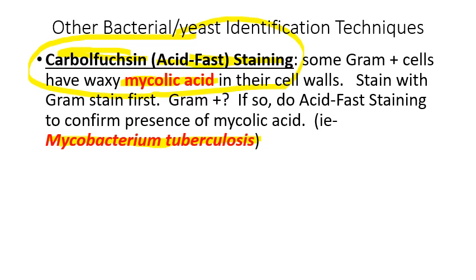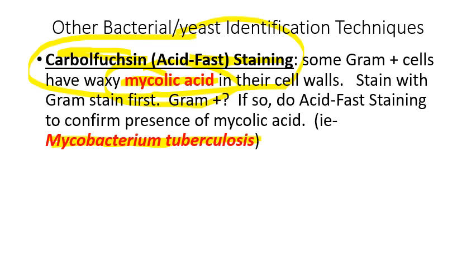Acid-fast staining is used to identify any bacteria that has mycolic acid in their cell wall. An example of a bacteria that has mycolic acid in the cell wall is Mycobacterium tuberculosis. You can see myco in the name of the bacterium. Myco, as the term mycolic acid is derived from Mycobacterium. Okay, so there's another one which is Mycobacterium leprae, and that causes the disease called leprosy.